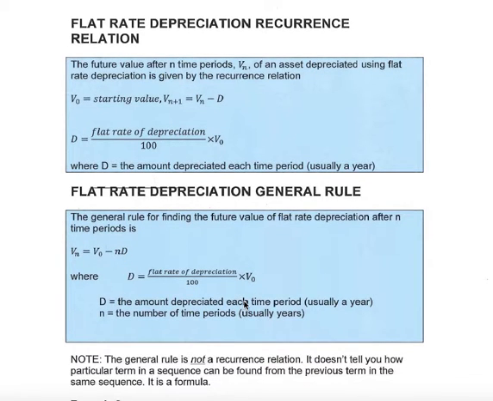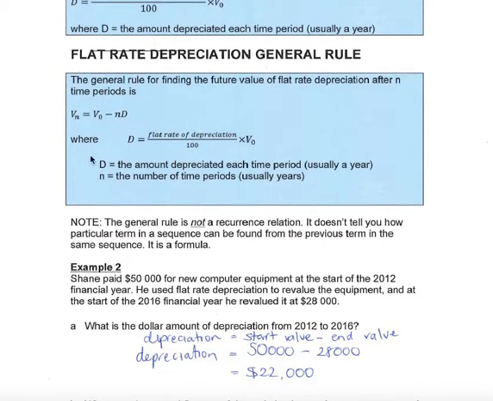So all these are just showing the general formulas here, our recurrence relation. Our D, or our depreciation, is calculated by using that flat rate of depreciation, so generally in percent, over 100 times by the initial amount. And you may find that it also talks about n being the number of time periods. Most of the time it's in years, but it may be in quarterly increments as well, or monthly increments, whatever the question's asking.